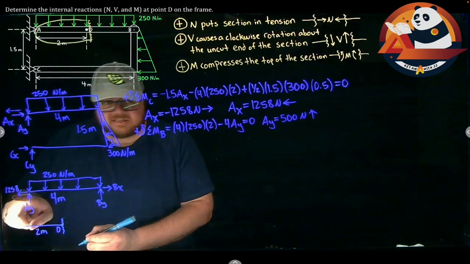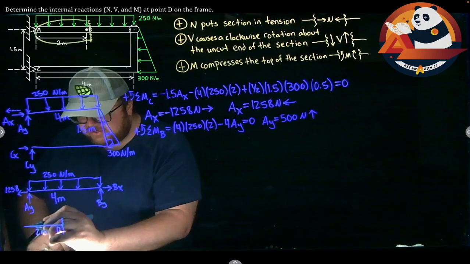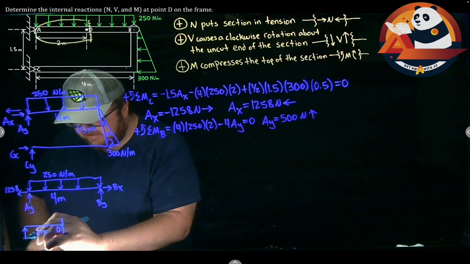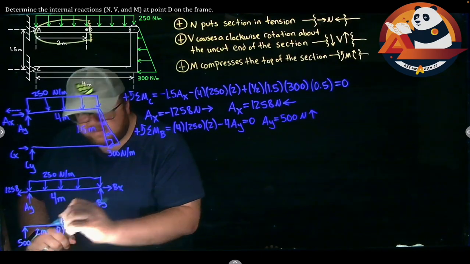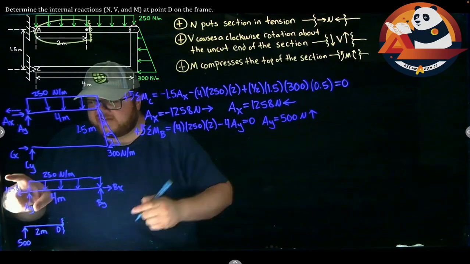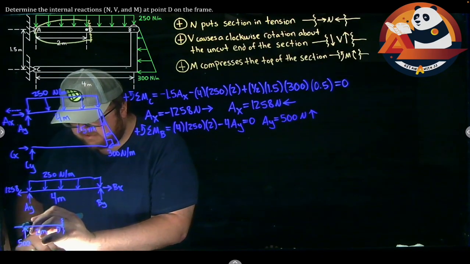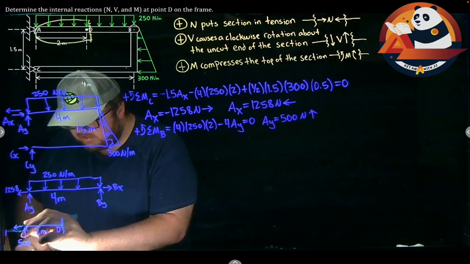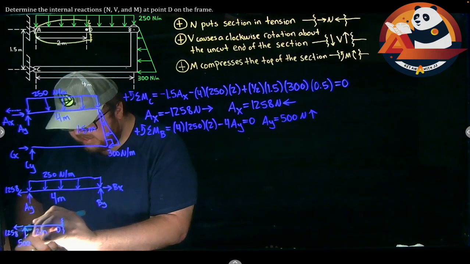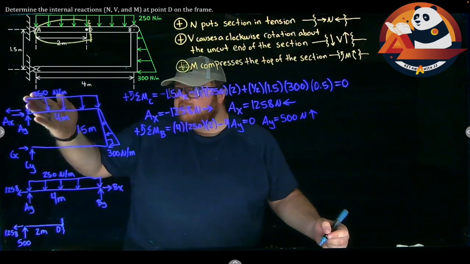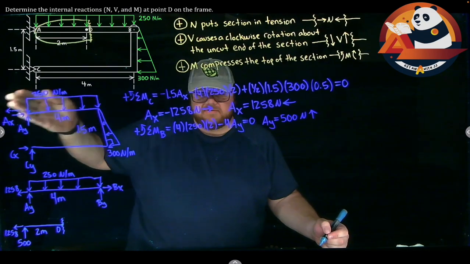At A, I have my support reactions. I found AY was 500 going up, so we can get that one in there, 500. I found AX was 1258 to the left, so we'll get that one in there, 1, 2, 5, 8.